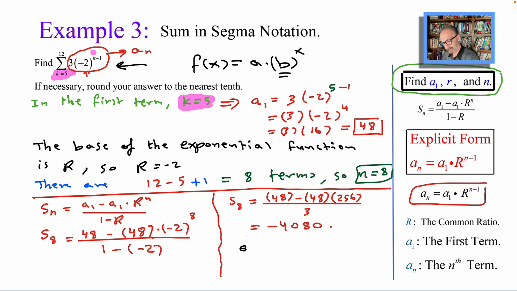So the sum when k varies from 5 to 12 of 3 multiplied by -2 to the power k minus 1 came up to be -4080. And that should do it.